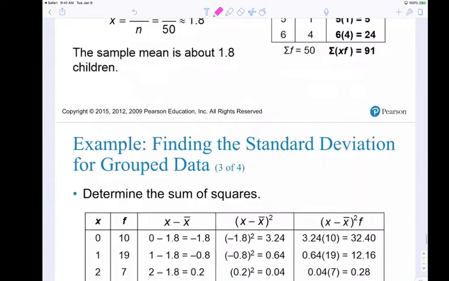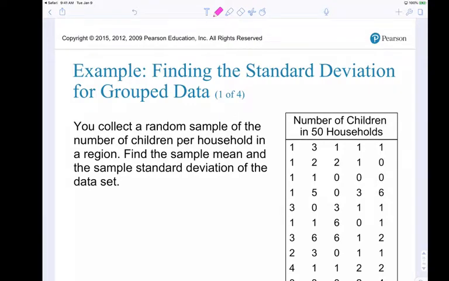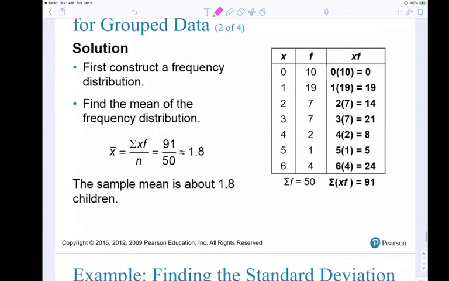Let's see. Those are the number of children in each household, but if we're trying to find out how many people were surveyed, on the left are the values 0, 1, and so on. Then the 10 means that happened 10 times. The 19 means that one happened 19 times, right? So we have 10 plus 19, and that should add up to 50. Is that right? Yeah, okay.